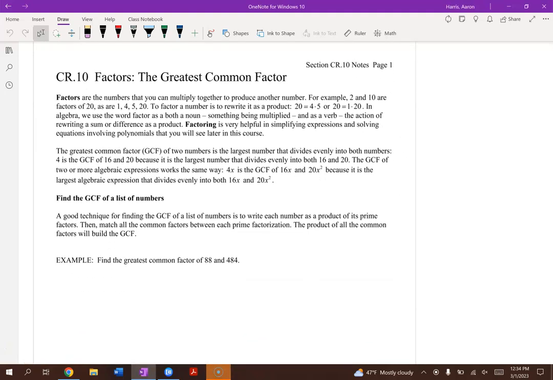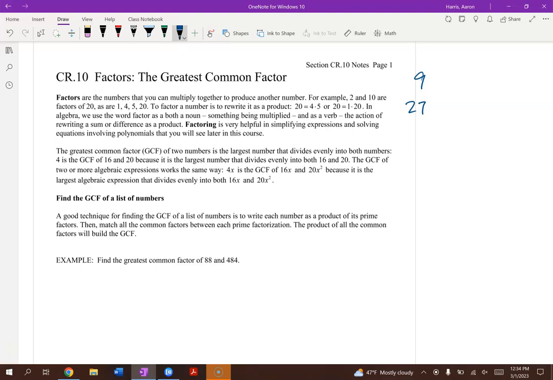So, greatest common factor. Let me take, for example, two numbers. You probably do these in your head. What's the greatest common factor of 9 and 27? The biggest number they both go into.